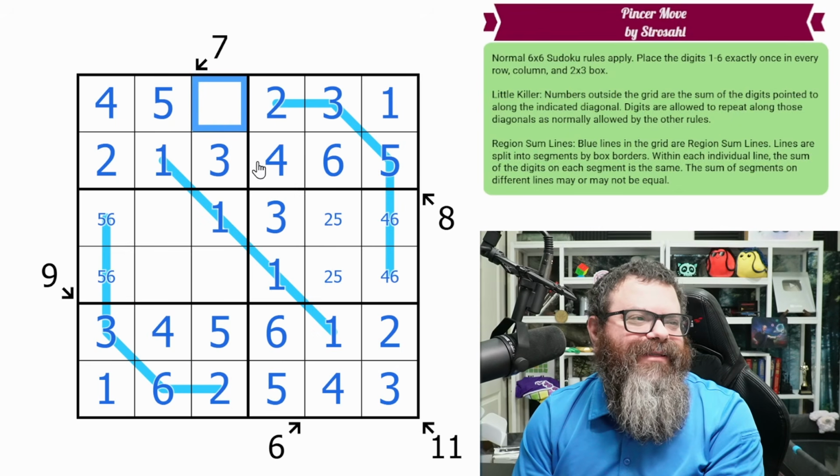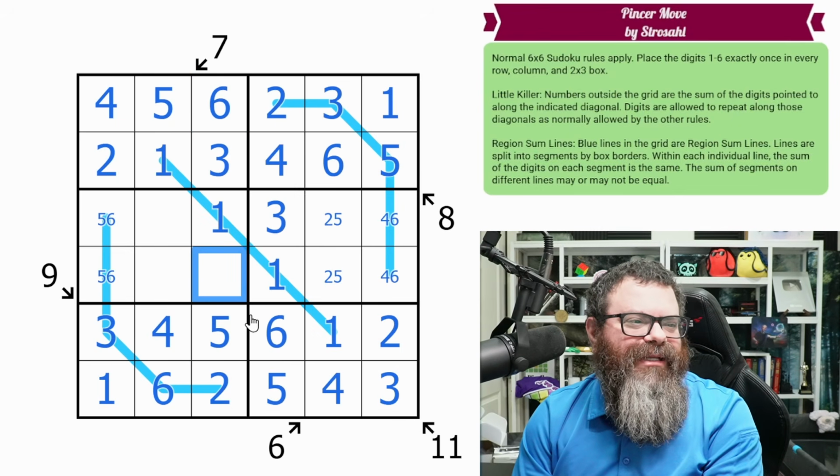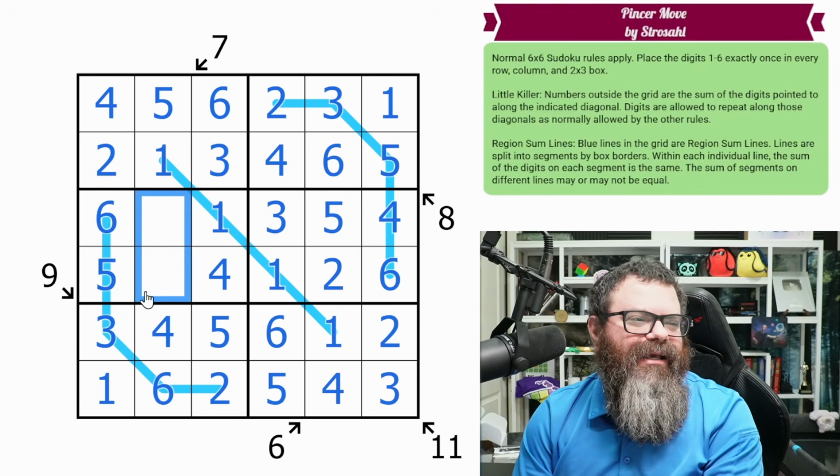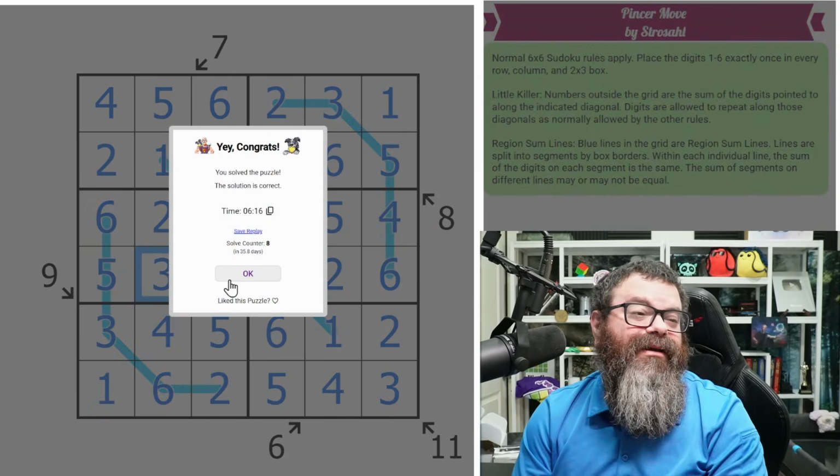That's 4 and 5. This is a 6. Down here we need a 4. That gives us 6 and 4. That's 5 and 6. That's 2 and 5. And these two are the 2 and the 3, and we're done.